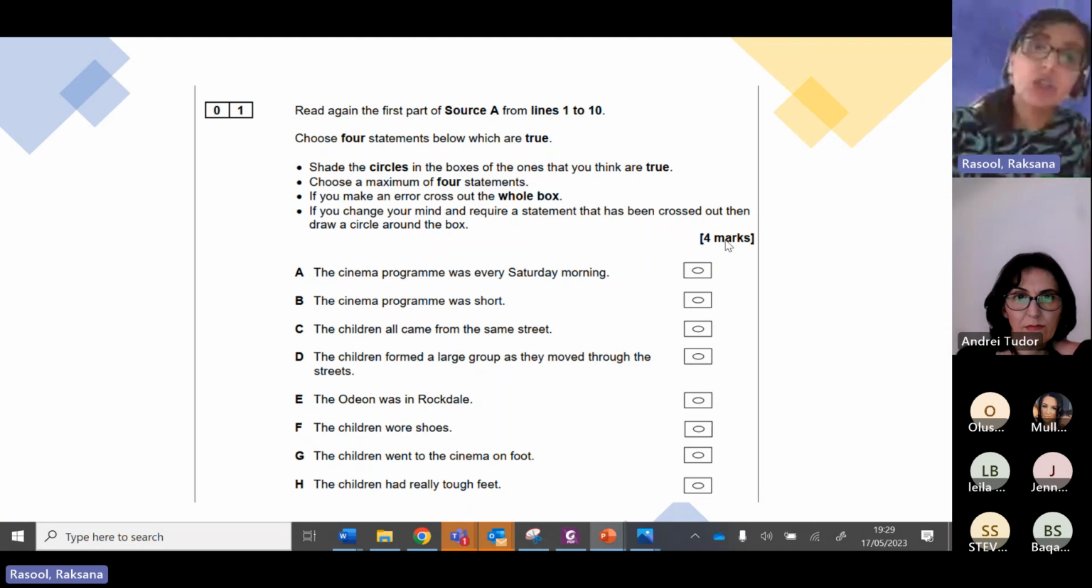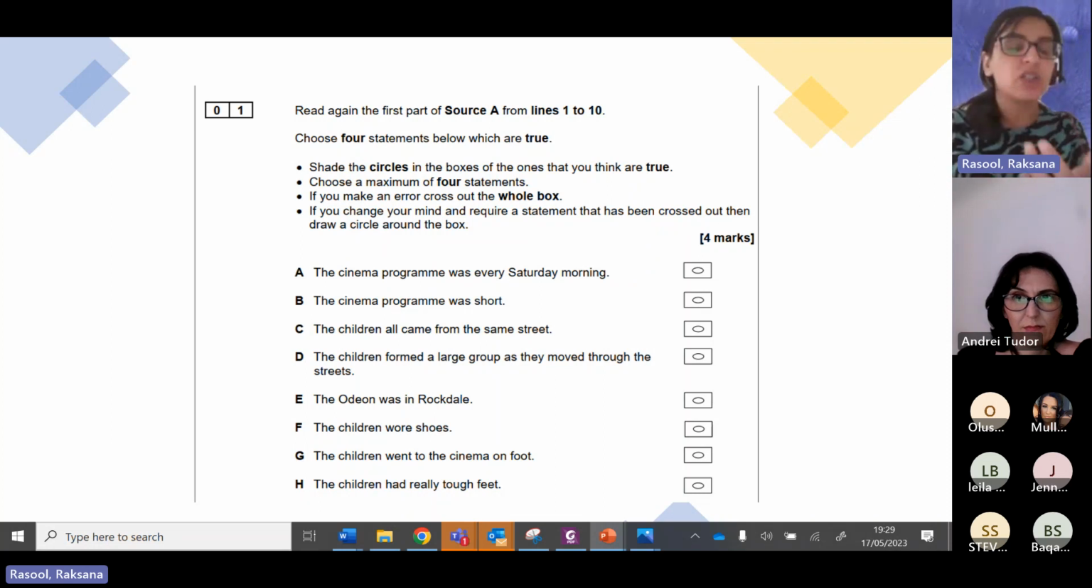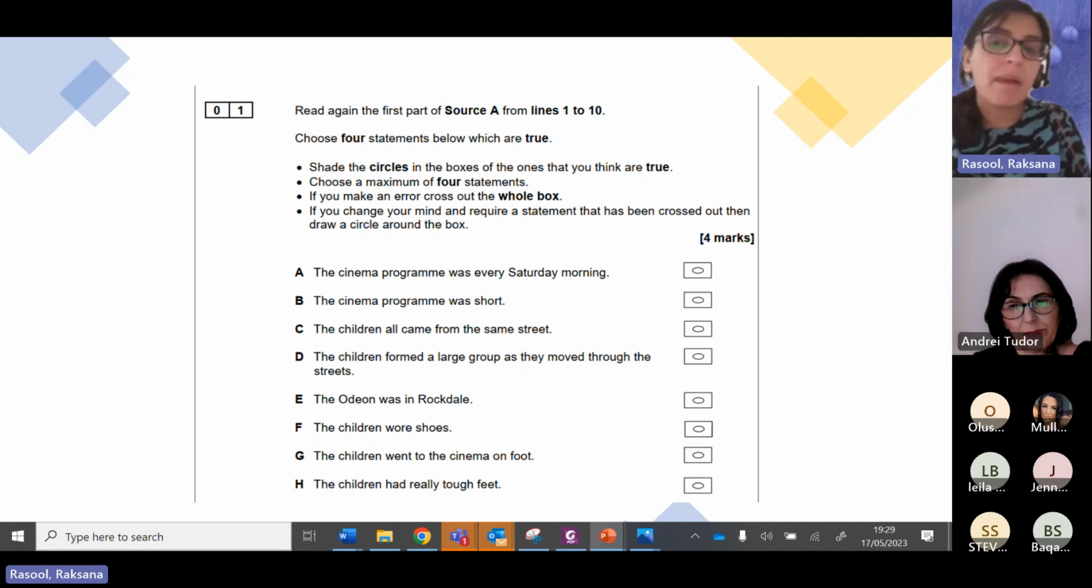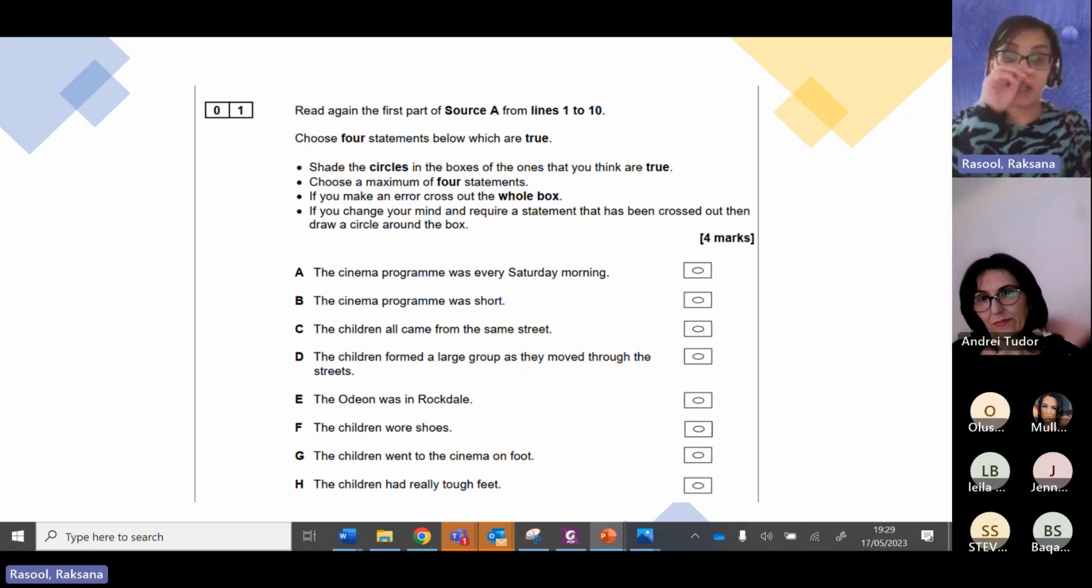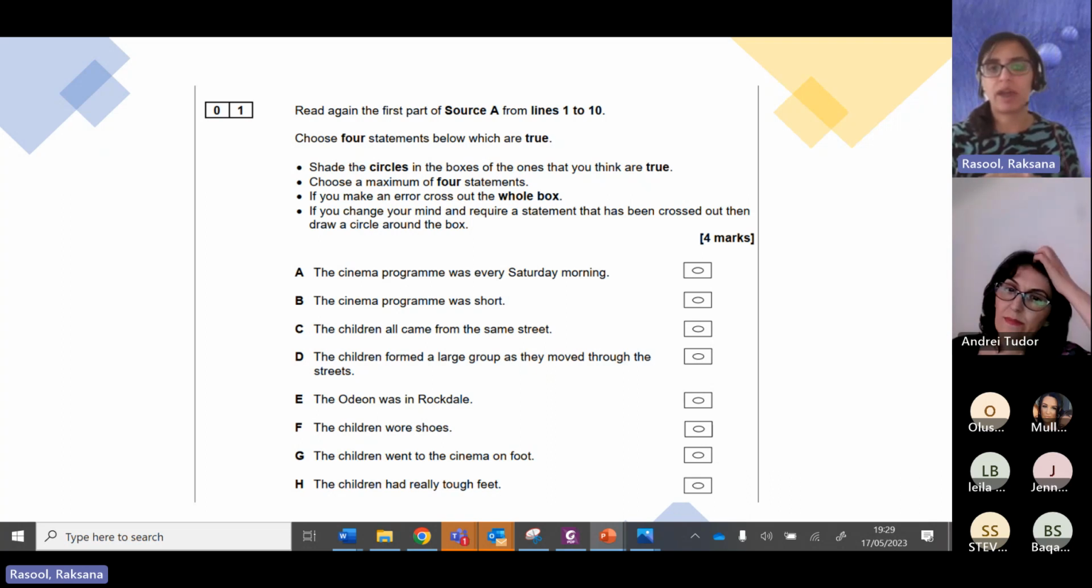But if you then change your mind and think, oh no, I thought it was A at first, then I thought it was H, but actually it is A. If you change your mind and require the statement that has been crossed out, then draw a circle around it. So it's shaded, it's got a cross, but ultimately it's got a circle as well. And that's how the examiner will then choose that one. But my advice to you is just double check first which ones you shade. I'm just going to give you 4 minutes, and I want you to tell me which 4 are correct: A, B, C, D, E, F, G, or H.